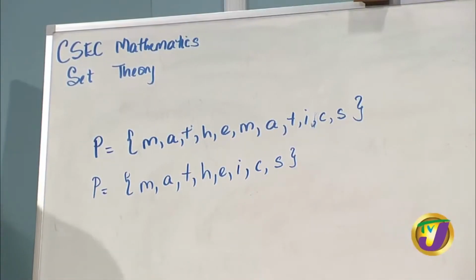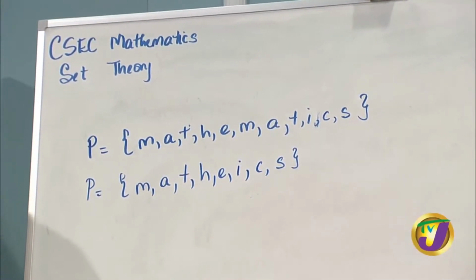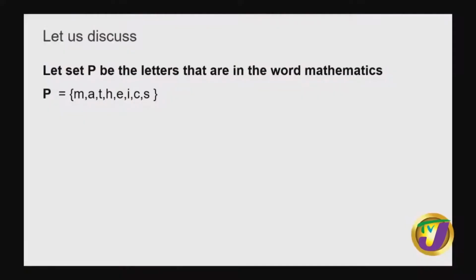Right. Okay, so when we look at the elements of P, we're just looking at the distinct elements, which are M, A, T, H, E, I, C, S. Yes. Let me describe that set though. It is the letters that are in the word. Although they're repeated within the word, it doesn't change that it's just M, A, T, H, E, I, C, S in mathematics. Yes, that's correct.